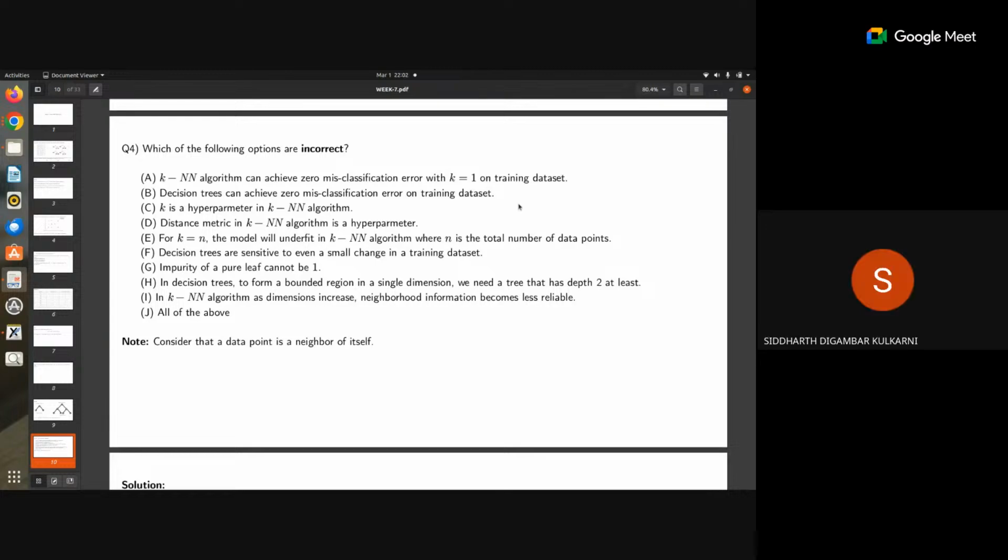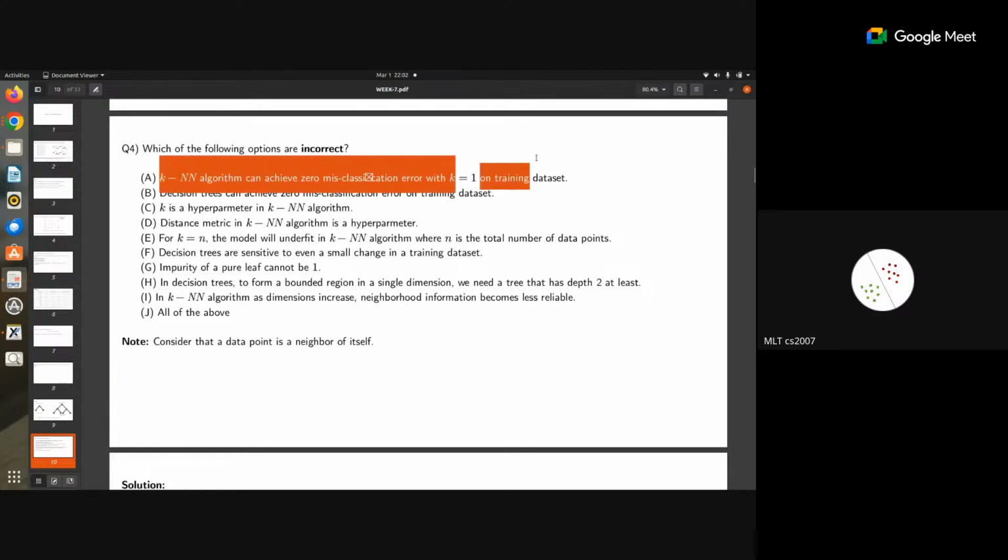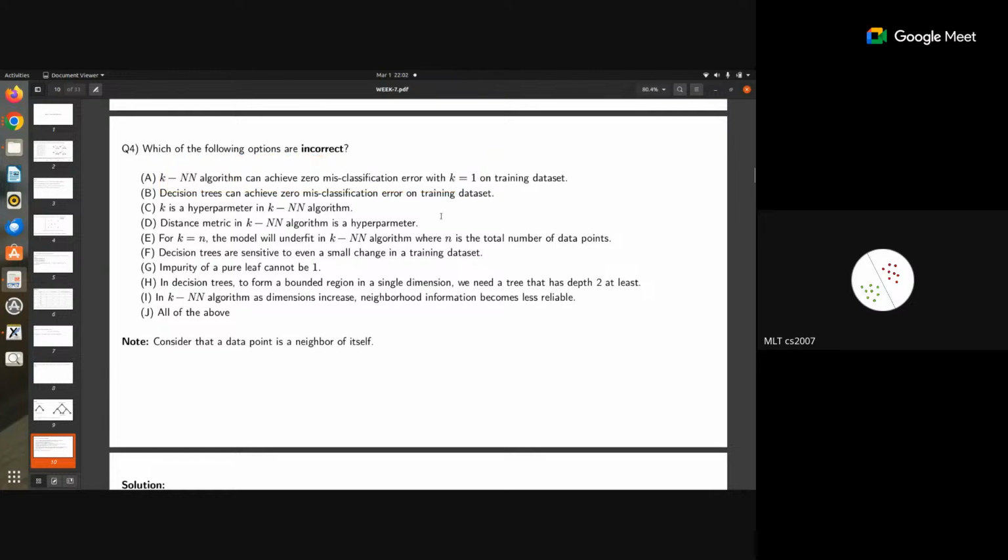And decision trees can also achieve zero misclassification error on the training data set, they are saying. Okay, we'll discuss A later. What about B? Yes, it can achieve. What about C?